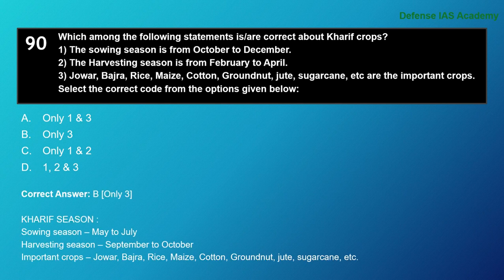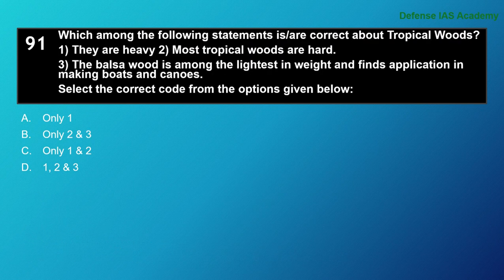Next question, which among the following statements are correct about the kharif crops? 1. Its sowing season is from October to December. 2. The harvesting season is from February to April. 3. Jowar, bajra, rice, maize, cotton, groundnut, jute, sugarcane, etc. are the important crops. Select the correct word from the options given below. The answer is option B, only 3.